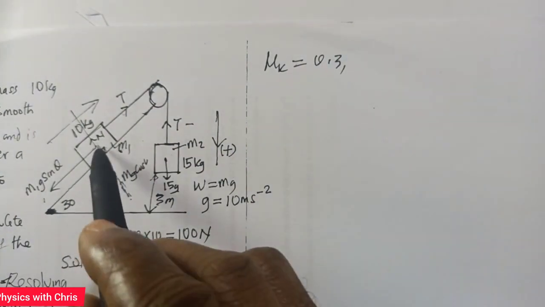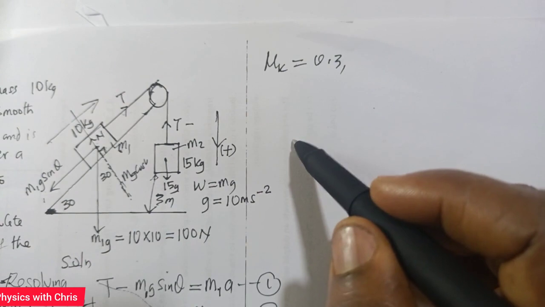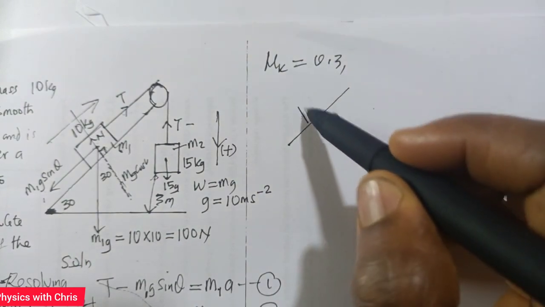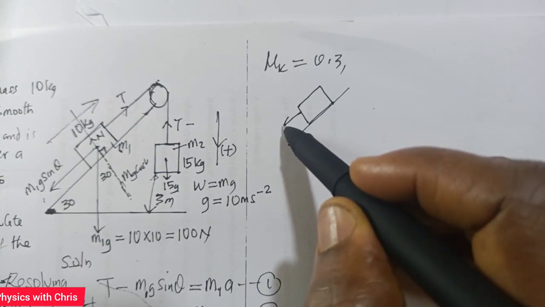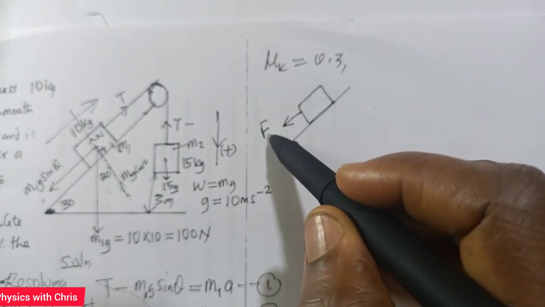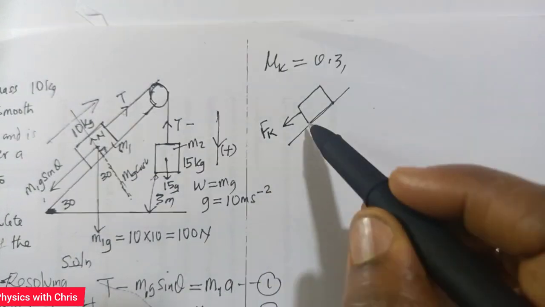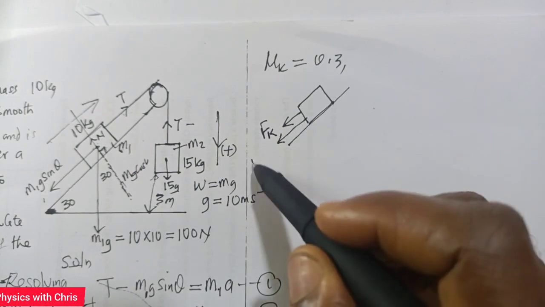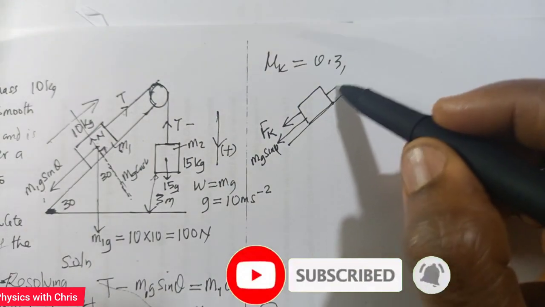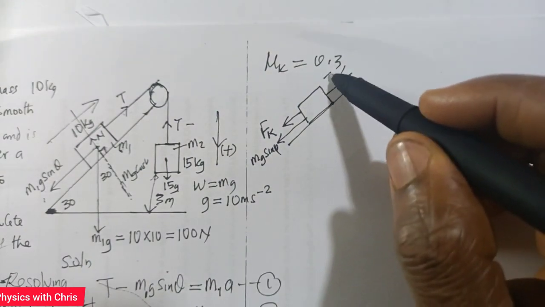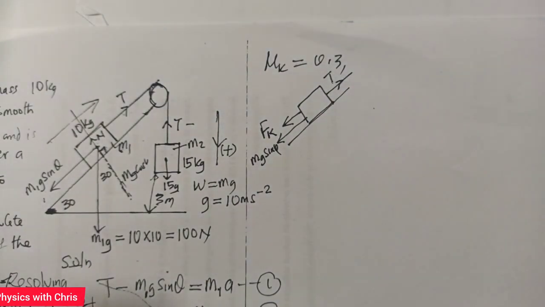In that case, let me just draw the free body diagram of block M1 when frictional force acts. So the forces acting in this direction will be the kinetic frictional force and the mg sine theta. These two forces act opposite motion and against the tension in the string T. So that's the free body diagram of block M1.